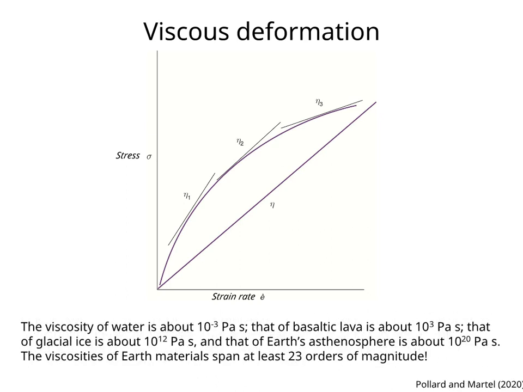The viscosity of water is about 10^-3 Pascal seconds, that of basaltic lava is about 10^3 Pascal seconds, that of glacial ice is about 10^12 Pascal seconds, and that of Earth's asthenosphere is about 10^20 Pascal seconds. Thus, the viscosities of Earth materials span at least 23 orders of magnitude.